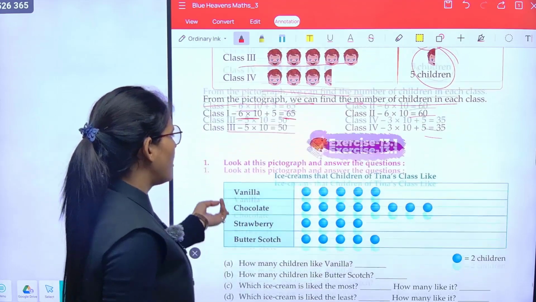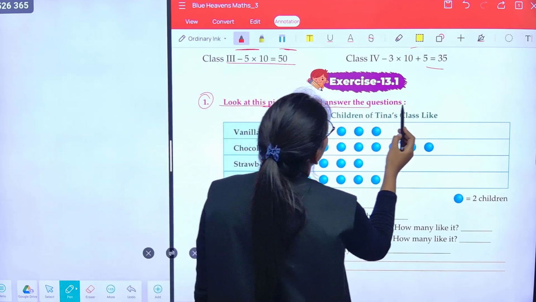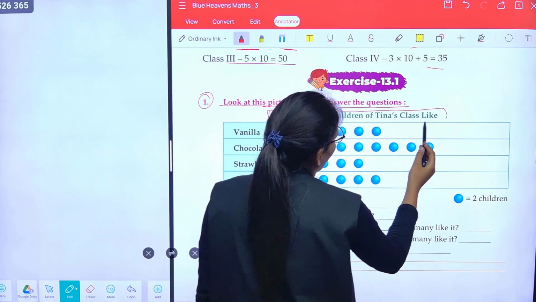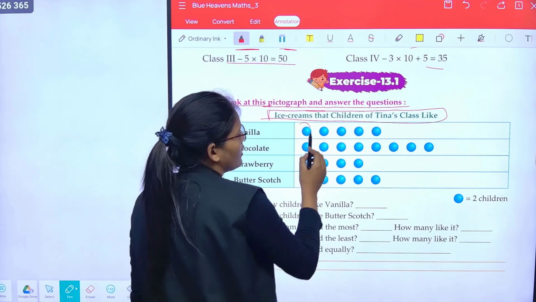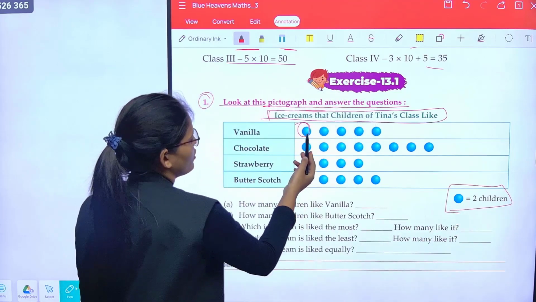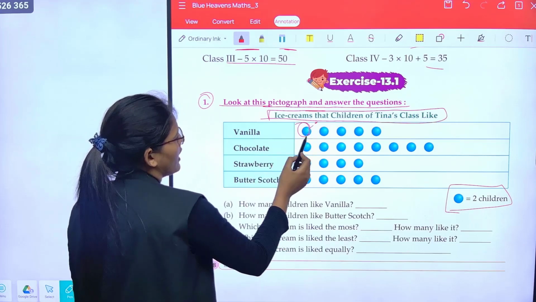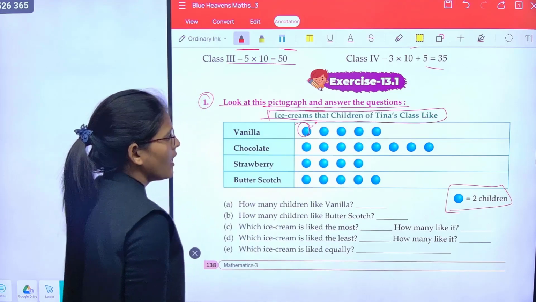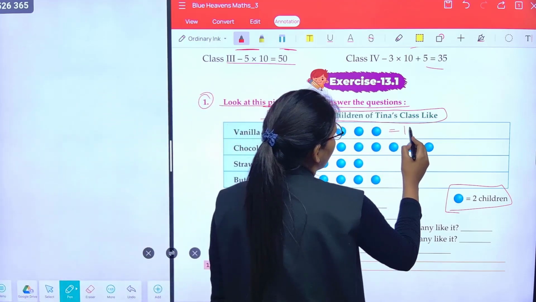Okay. Now exercise 3.1, question number 1. Look at this pictograph and answer the questions. Ice creams that children of Tina's class like. Vanilla. One symbol is equal to 2 babies, meaning 2 students. दो बच्चों को चाहिए. ये 2 बच्चे हैं, इसका मतलब 2. 2 plus 2 is 4, 4 plus 2 is 6, 6 plus 2 is 8. नाउ 8 plus 2, 10, मीन्स 10 बच्चों को ये आइसक्रीम पसंद है.